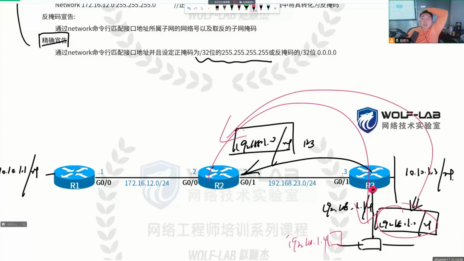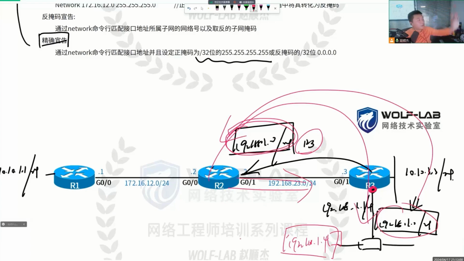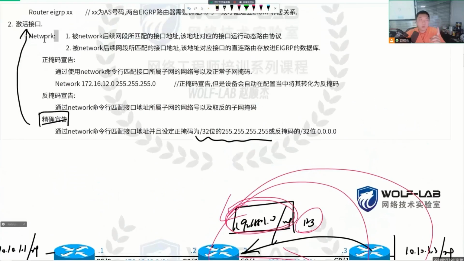The function of our declaration is very simple. It's just to activate our interface. Before you learn BGP, the function of the network command is only one: activate the interface, to run the routing protocol. Then what is put into the database? Actually, it's our directly connected route corresponding to the interface. Do you understand? Any other questions?